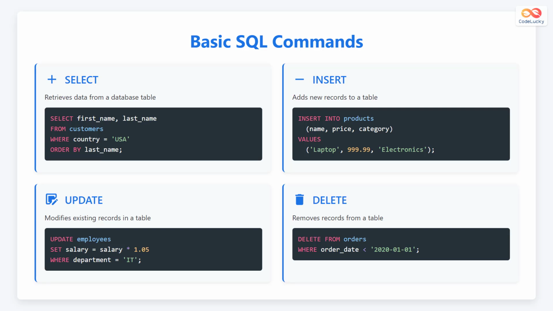Insert adds new records to a table. The example shows how to insert a new product into the products table with its name, price, and category. Update modifies existing records in a table. You can update the salary of employees in the IT department by increasing it by 5%. Delete removes records from a table. It is possible to delete all orders from the orders table that were placed before January 1, 2020.